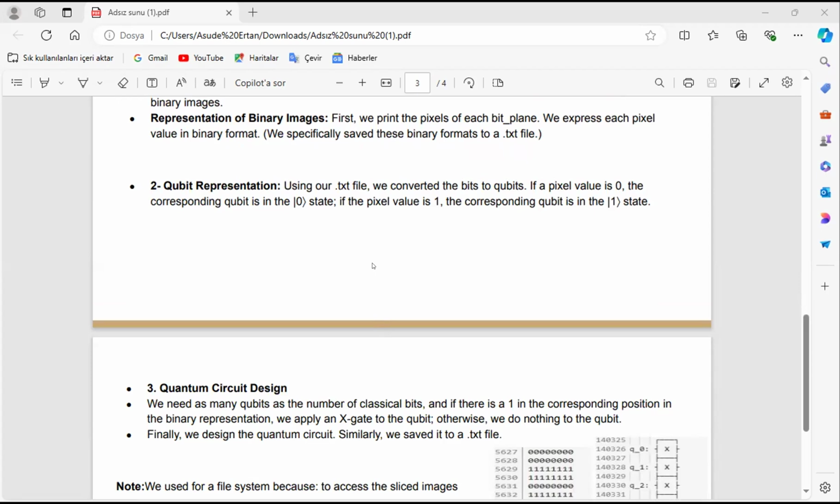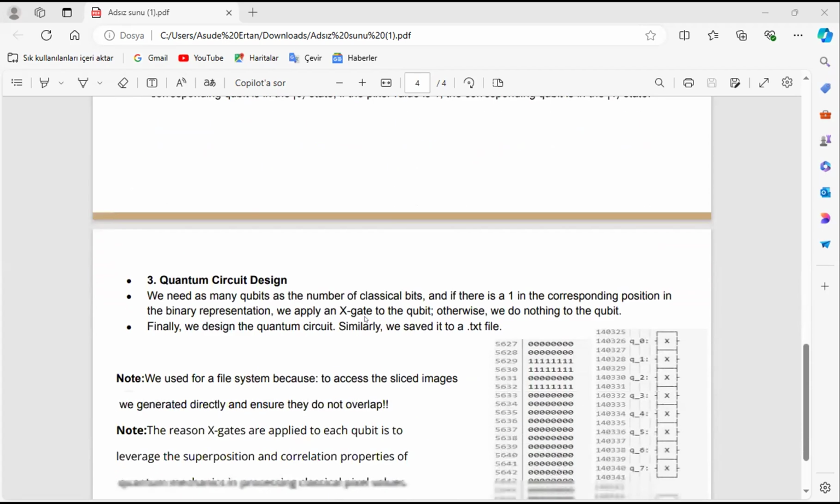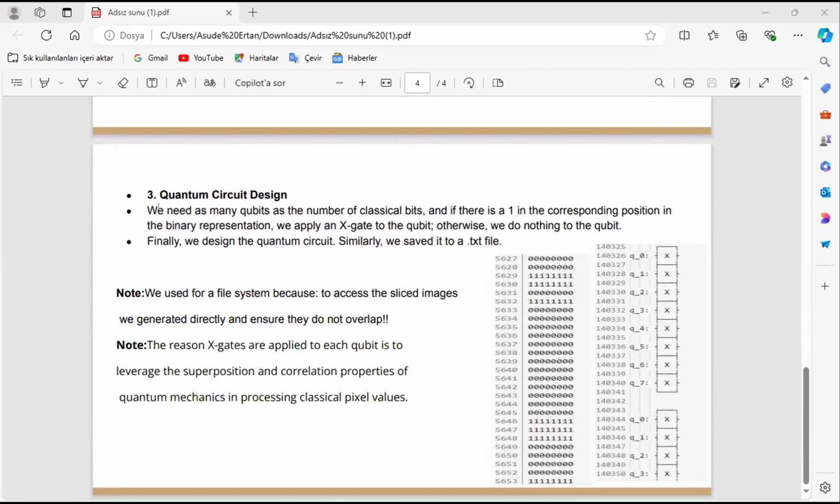If a pixel value is 0, the corresponding qubit is in the |0> state. If the pixel value is 1, the corresponding qubit is in the |1> state. Step 3, quantum circuit design. We need as many qubits as the number of classical bits, and if there is a 1 in the corresponding position in the binary representation, we apply an X gate to the qubit. Otherwise, we do nothing to the qubit. Finally, we design the quantum circuit. Similarly, we save it to a .txt file.